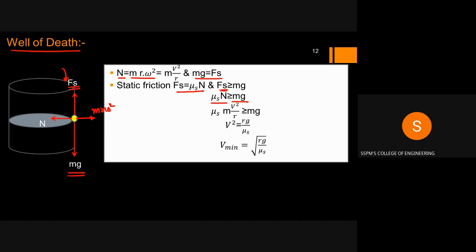So this is the n, which is m r omega square or mv square upon r, and it must be greater than mg, and we get the equation finally, which is the minimum velocity, equal to square root of rg upon mu s. Okay, so this is the minimum velocity for that rider, so that he can maintain the equilibrium on this wheel of death.